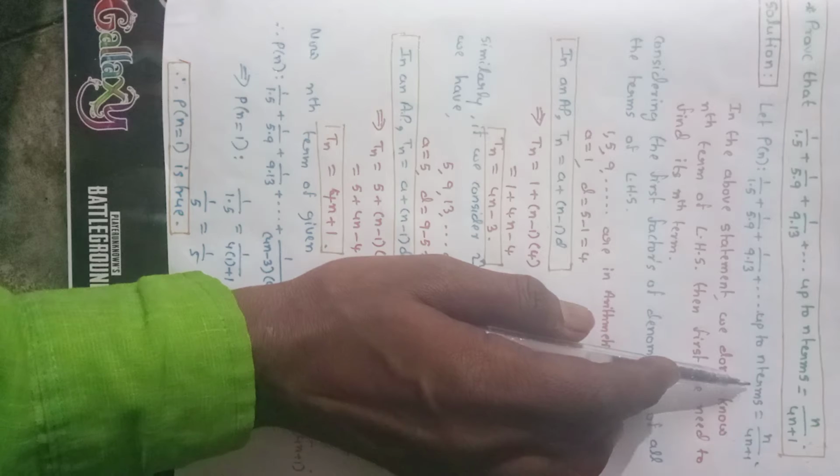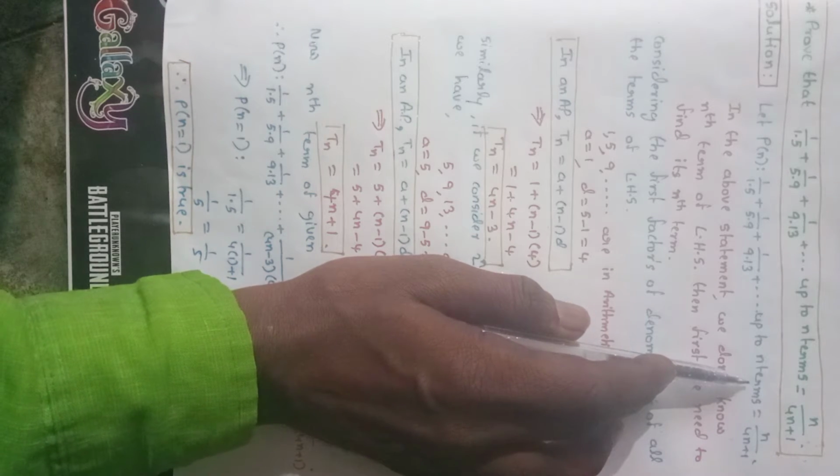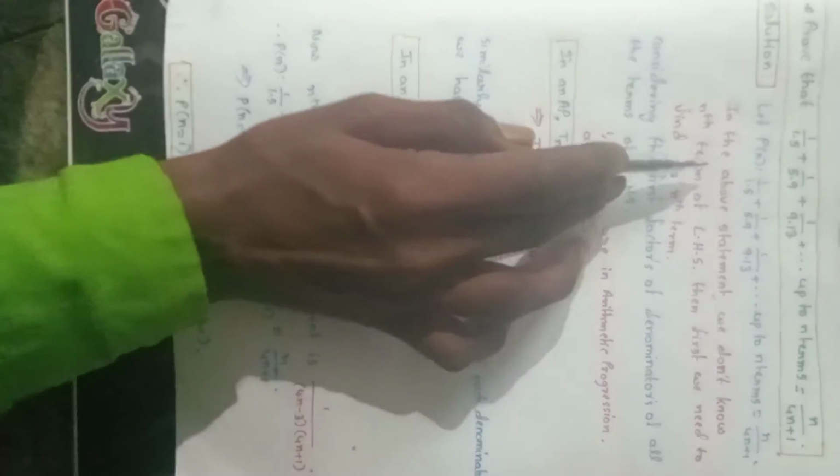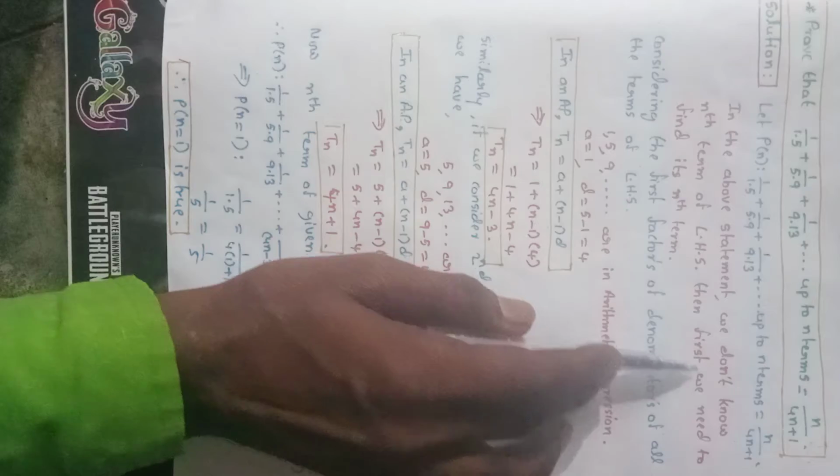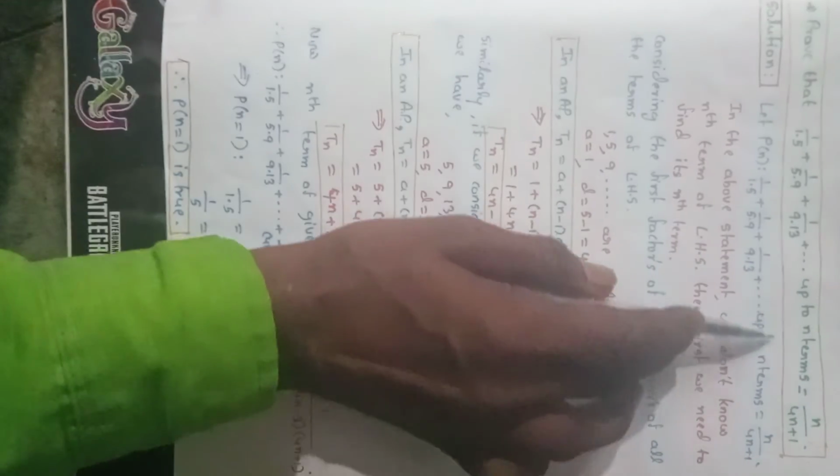In this series, in the LHS part, we don't know what its nth term is. So for that we need to consider every term separately. In the above statement we don't know the nth term of the LHS, so first we need to find its nth term. What is the nth term of it?